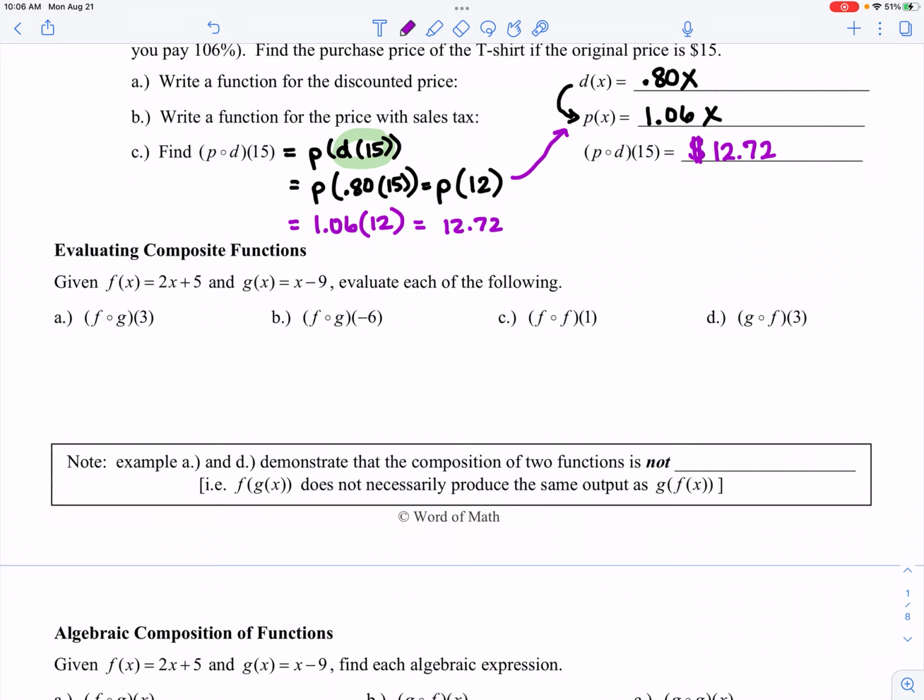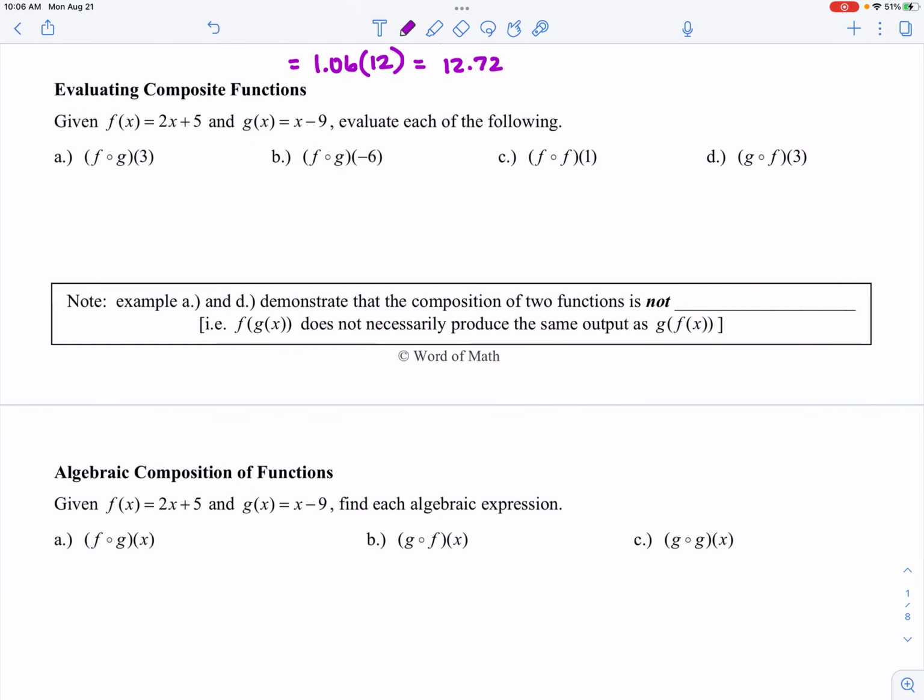So we're going to be doing that same concept. We're going to be first figuring out our inside function, plugging that into our outside function. So f of g of 3, we're going to be doing this inside function first, g of 3. So that's f of, and then in my g function, anywhere there's an x, I'm going to replace that with a 3. So this is going to be 3 minus 9, which ends up being negative 6.